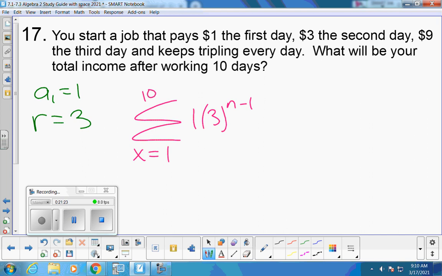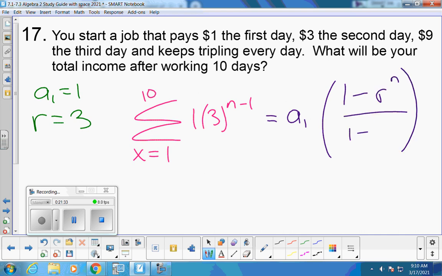All right, shortcut 5 again. We've been doing shortcut 5 forever. Shortcut 5 is A1 times (1 minus r to the n) over (1 minus r). So A1 is our first day salary, 1. Our constant multiplier is 3, and we're doing this for 10 days.